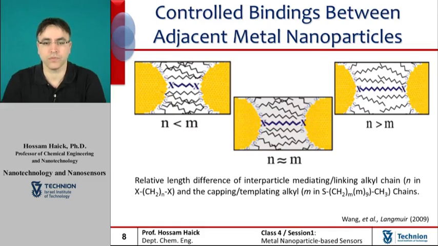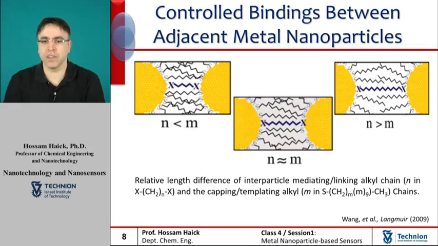As can be seen, when n is smaller than m, the nanoparticles matrix will be extremely dense. On the other hand, when n is larger than m, the nanoparticles matrix will be much more flexible. These properties are important when using nanoparticles as devices or sensors, as we will learn later on in this class.